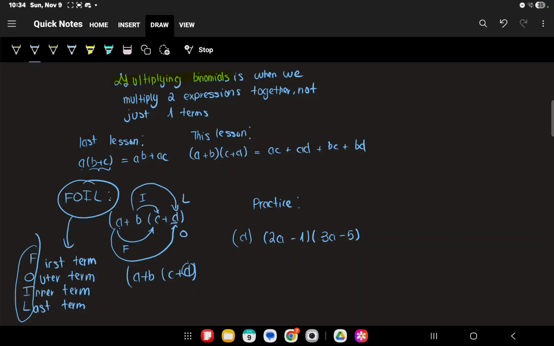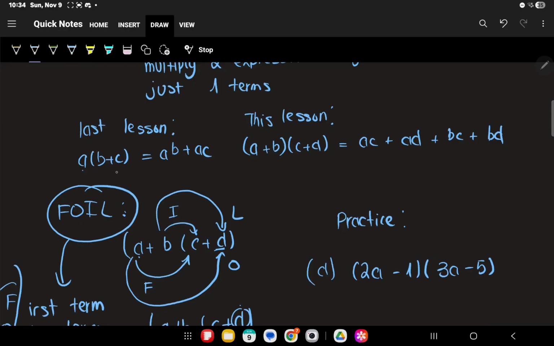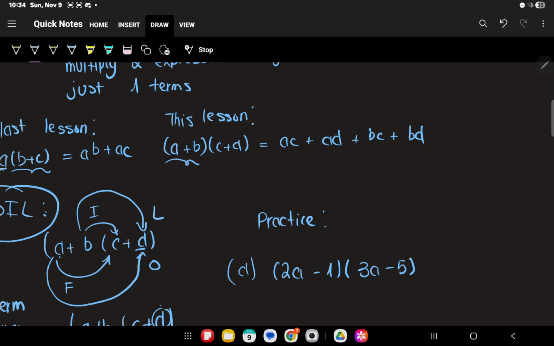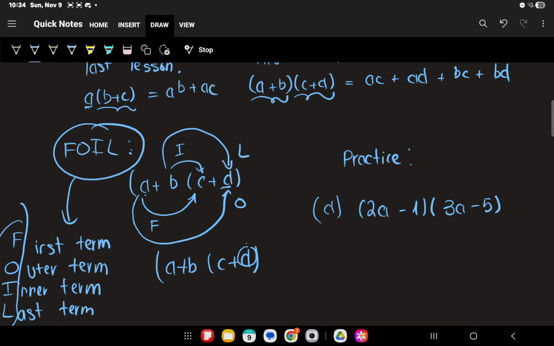Hi guys, this lesson will be multiplying binomials, and it's when we multiply two expressions together, two brackets together, not just a term to a bracket. Last lesson we multiplied a term into a bracket, but this time we're doing two brackets multiplied with each other. The method I'll teach you today is called FOIL.